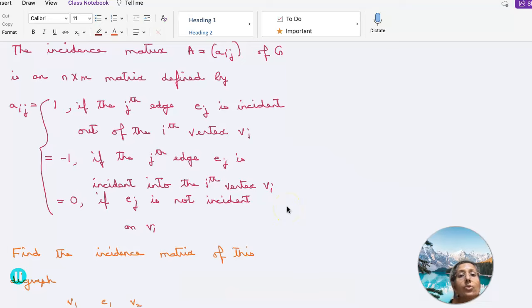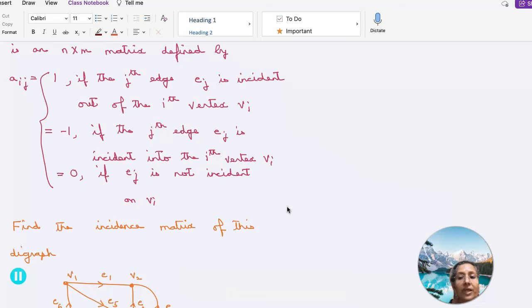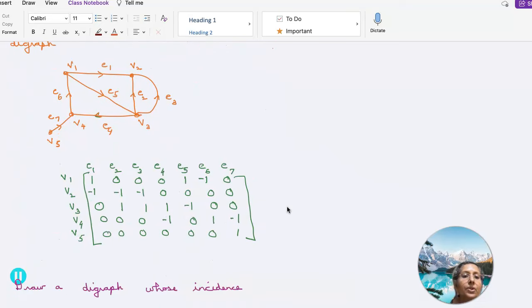So based on this, we will do a few simple problems. Find the incidence matrix of this digraph. So we are given the digraph. Now if you look at V1, E1, E5 go out of V1, so you'll put a 1 under E1 and E5. E6 goes into V1, so next to E6 you put a minus 1. Now go to V2. E1, E2 and E3 all enter V2, so you put a minus 1 for E1, E2, E3. Coming to V3, E4, E2 and E3 all come out of it.